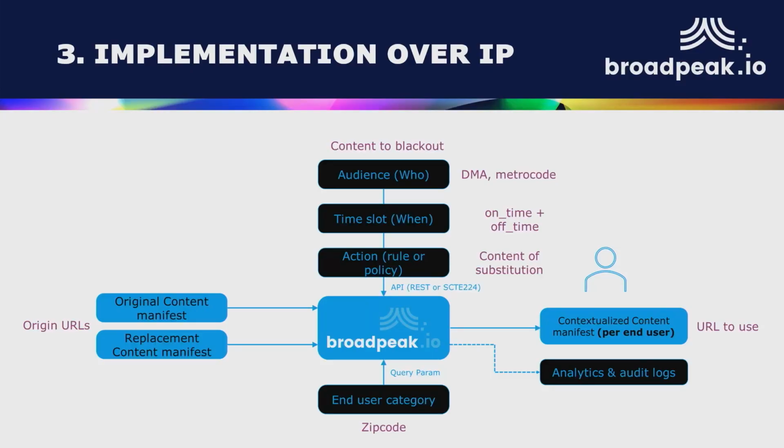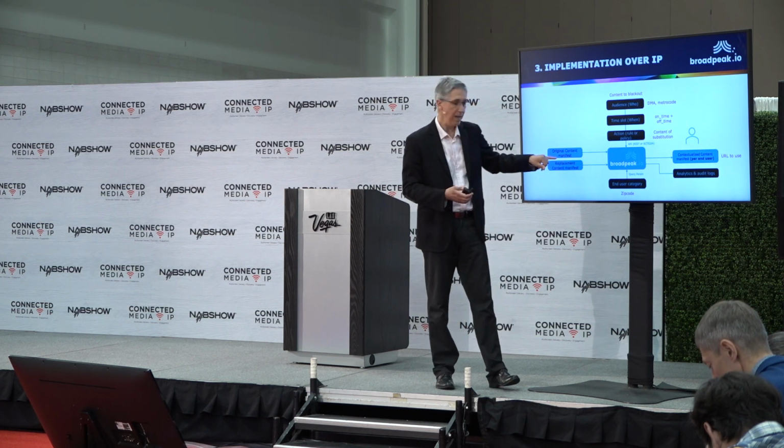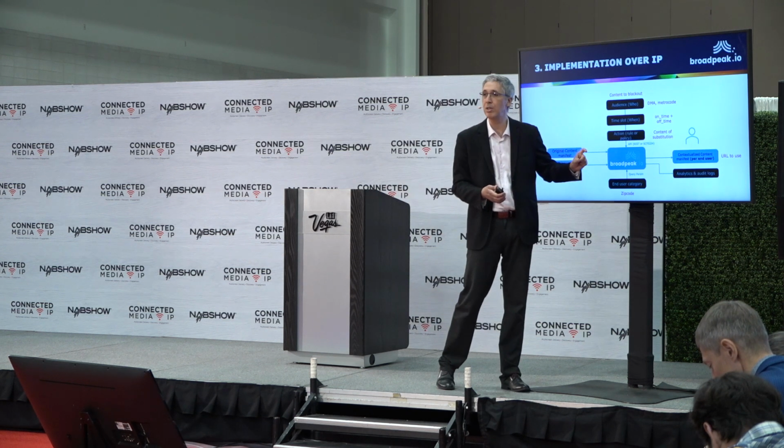And likewise, we're getting the end user location, for instance, a zip code, but it could be any other parameter. It could be a mobile type device. It could be a DMA. It could be any kind of category. And this is how we can switch between the original content and the replacement content on a per audience basis.